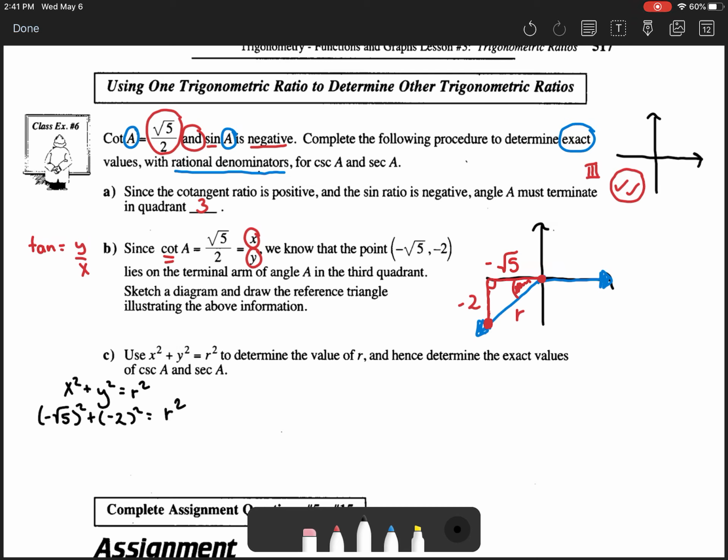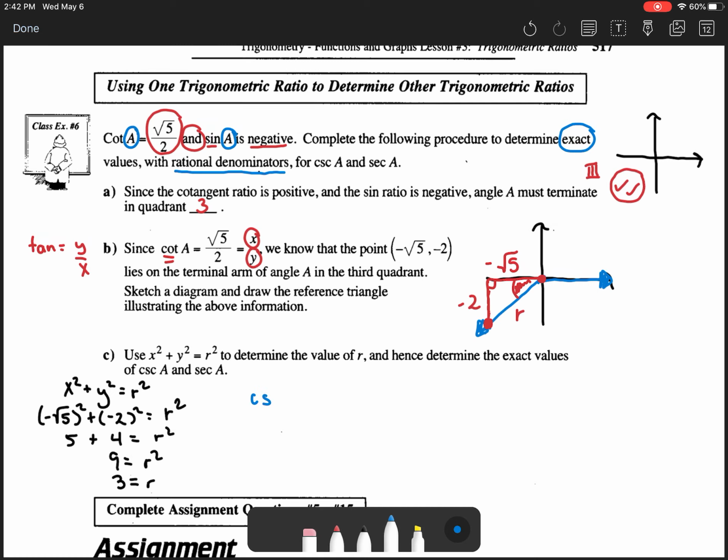So negative root 5 squared is negative times negative, which is positive. Root 5 times root 5 is just 5. So it'd be 5 plus negative 2 squared, which is 4. So this will give you 9. That is equal to r squared. So therefore 3 is equal to r. Remember, when I take the square root of a number, I do have a positive and a negative value. But because we have already determined that r is always positive, r will equal 3.